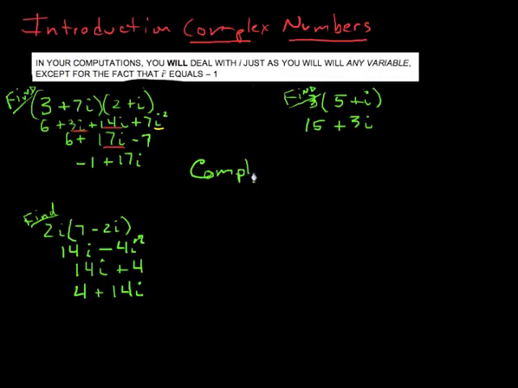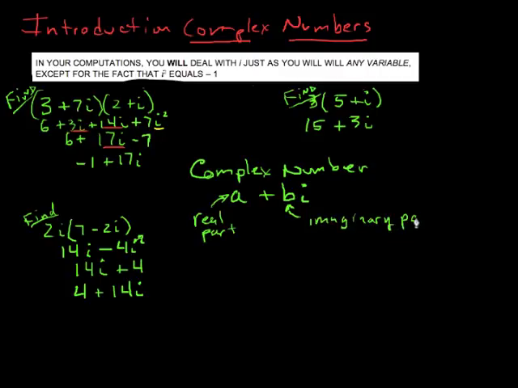Complex numbers. A complex number has the form a plus bi. a is the real part, and the b term itself is called the imaginary part. And write that equals b. And this is important. I'm going to write it in red. The imaginary part is not bi. It's just the number b in front of i.